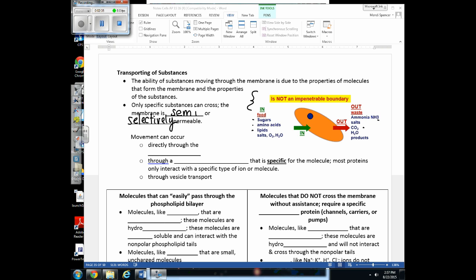Now, these molecules or these substances or these ions can either move directly through the phospholipid bilayer, or they're moving through some kind of transport protein, or they're being moved in and out of the cell through vesicle transport. And we'll talk more about these methods here in a little bit.